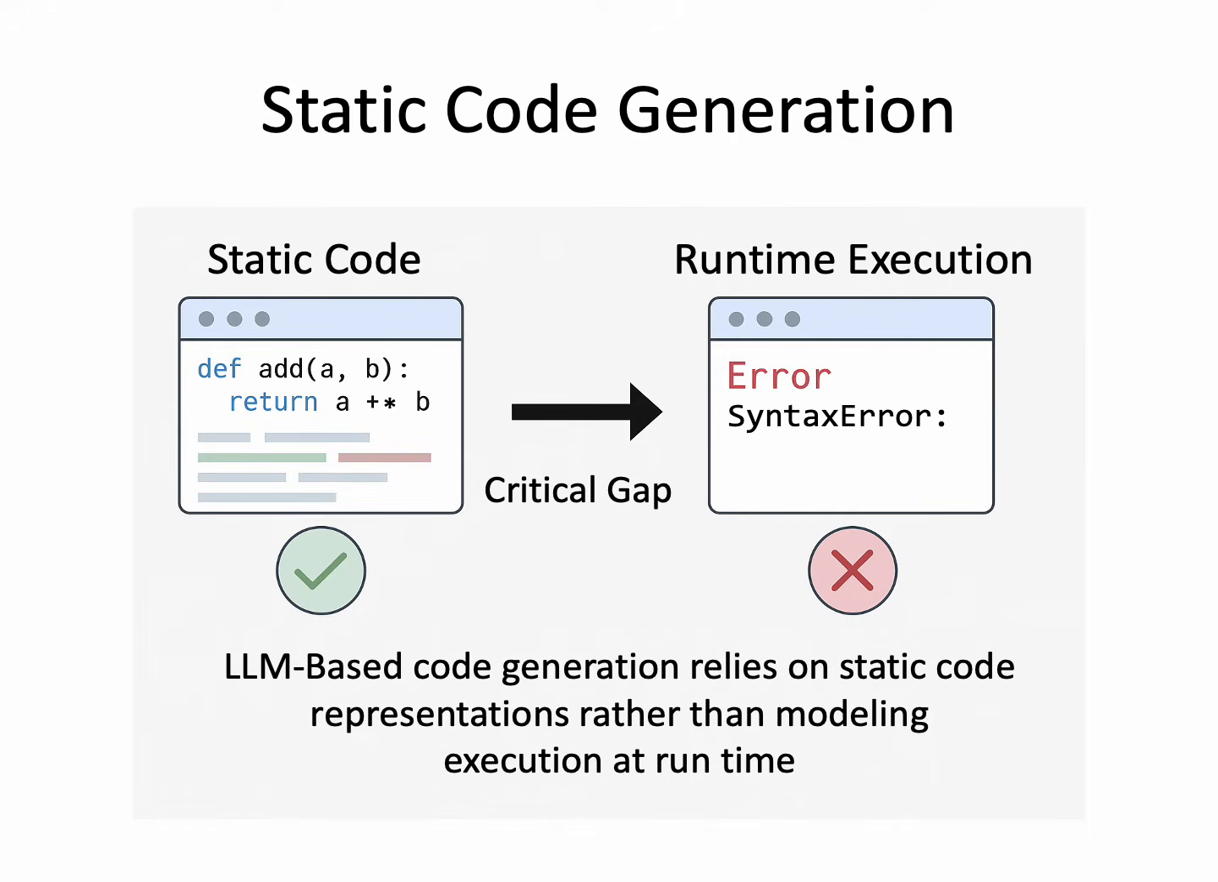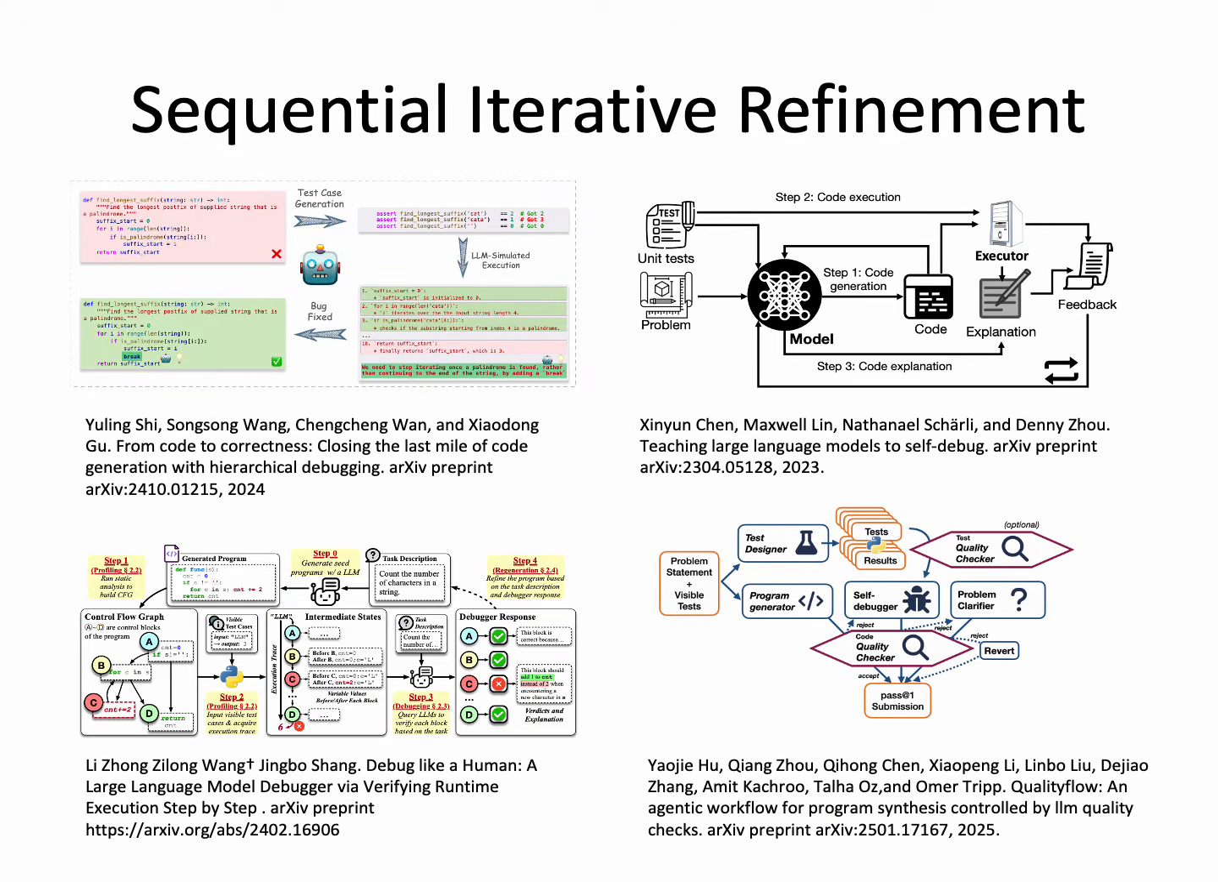Large language models can generate code with impressive fluency, but they do so based only on static text patterns. They don't understand how the code actually runs, so even if it looks correct, it often fails when executed. To address this, many recent methods rely on iterative refinement or multi-agent workflows. They generate entire blocks of code, test them, and use the feedback to revise or debug.